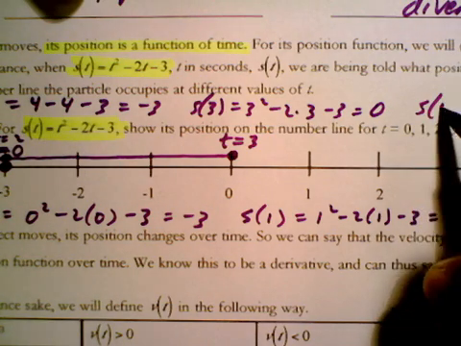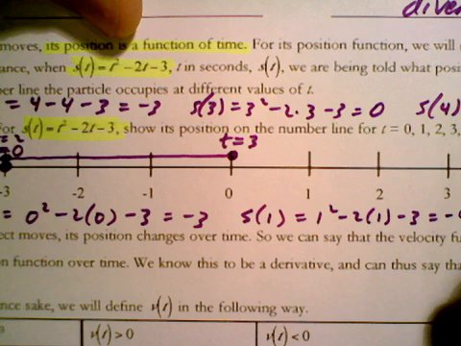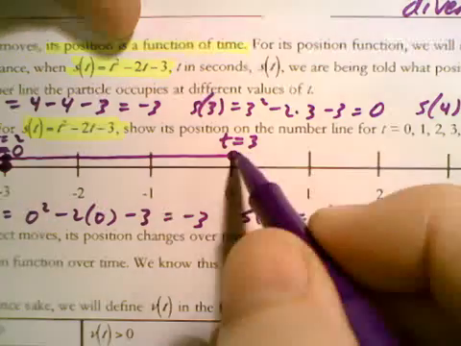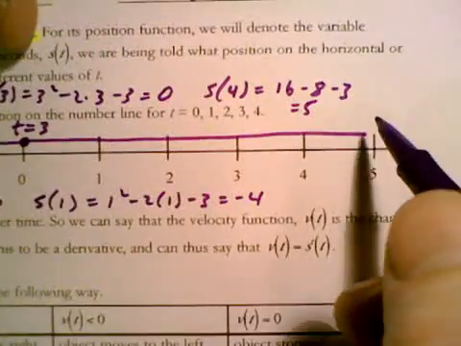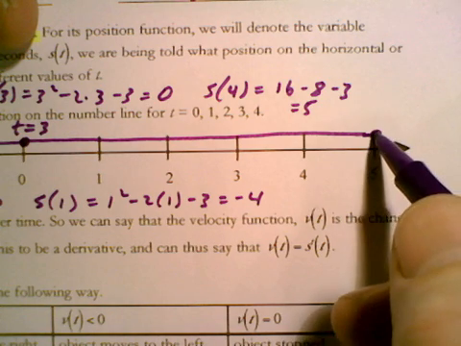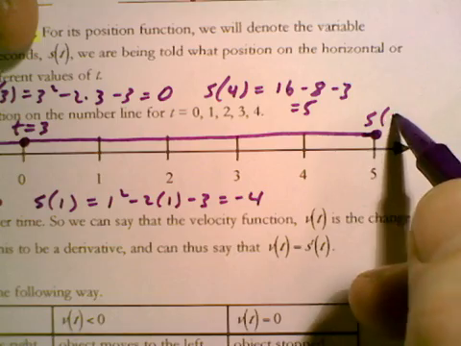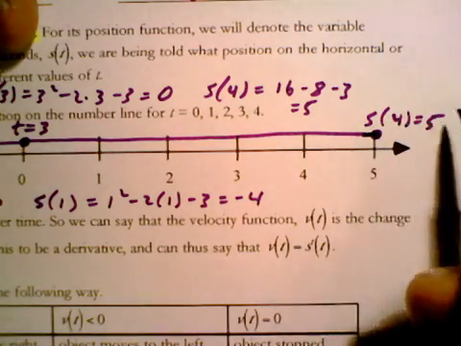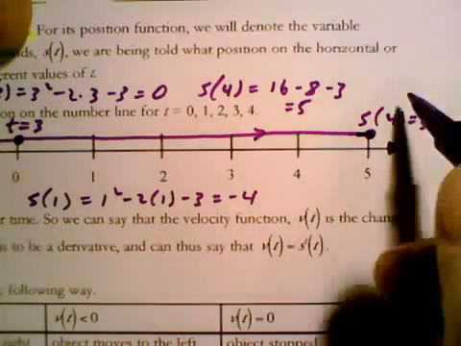Okay, and finally, s of 4 would be 4 squared, 16, minus 2 times 4, which is 8, minus 3, so 8 minus 3 is 5. And so all the way over here at x equals 5, this position s of 4 is equal to 5. So we say the position is at 5 when time equals 4.